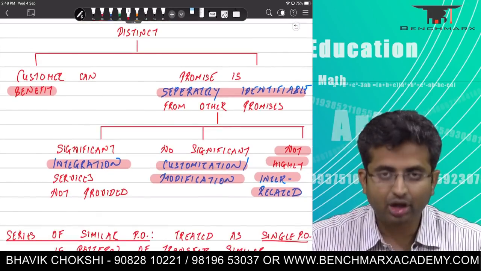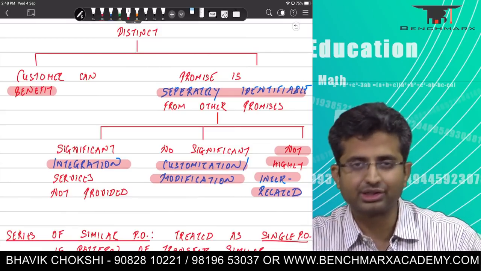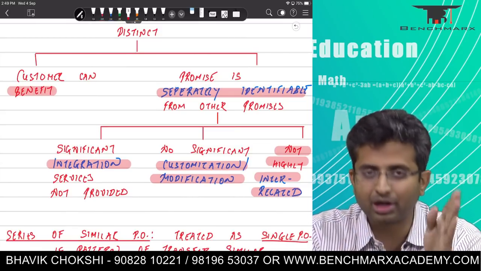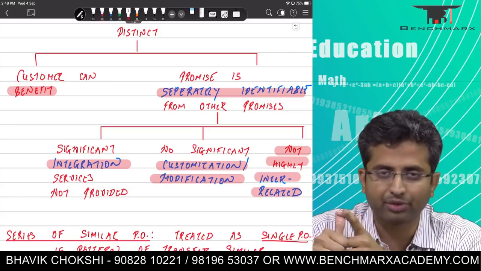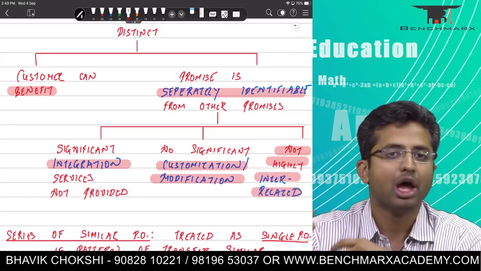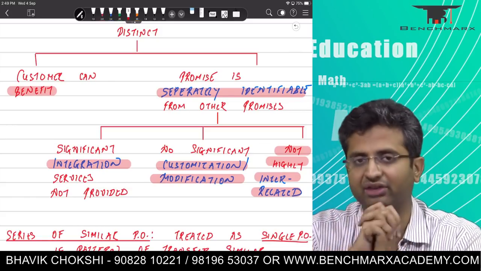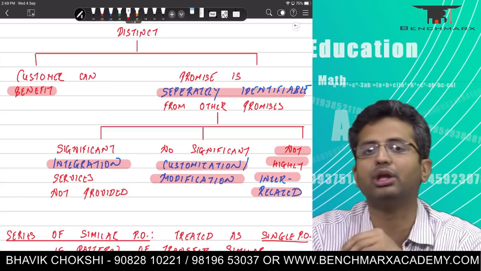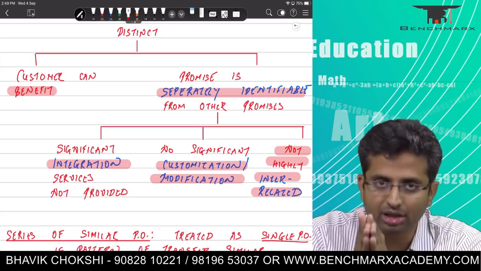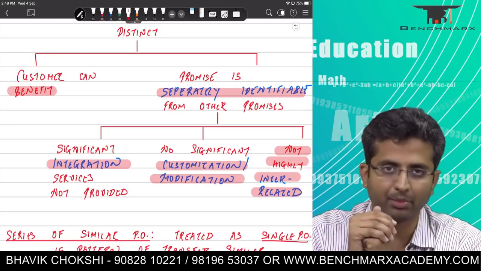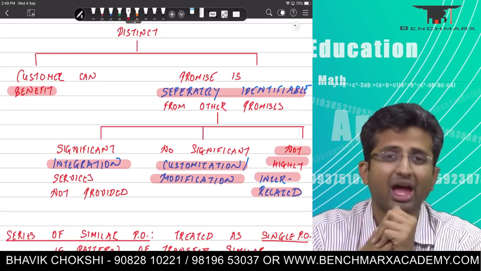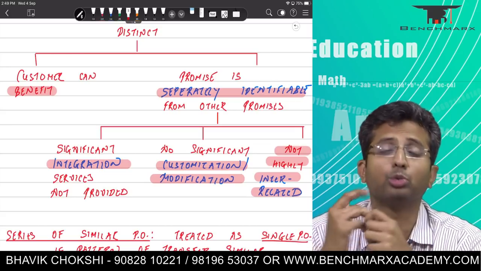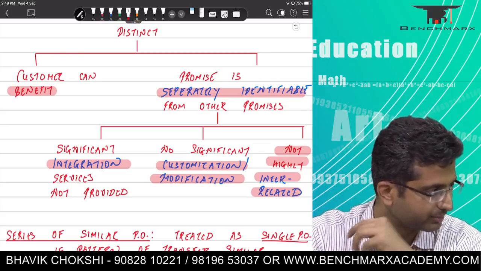So if two promises are separately identifiable, that is, they are not a part of a single integration activity, they are not customization on an existing asset, and third, they are not highly interrelated, that is when we count them to be distinct. And if they are distinct, they are two separate performance obligations, two separate promises. If they are not distinct, they are considered to be a part of a single performance obligation.